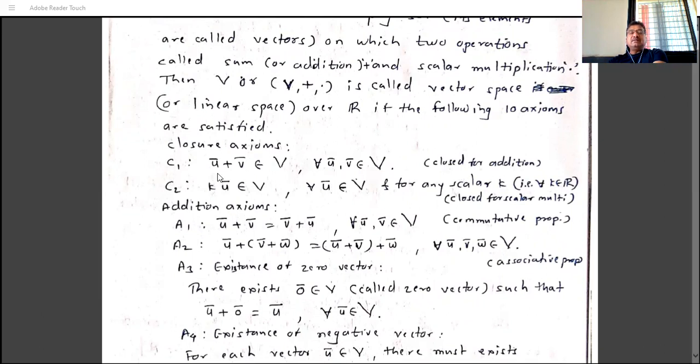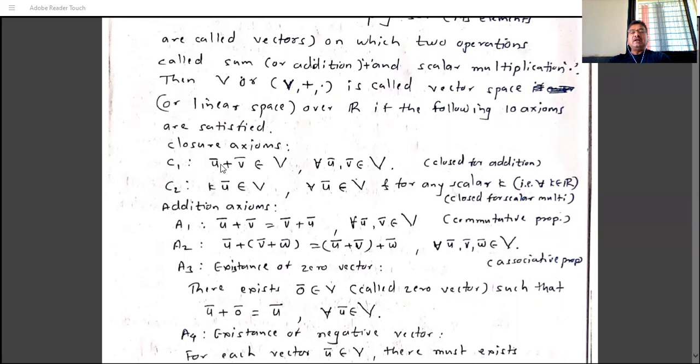What is the meaning? A very simple meaning: the addition of every two elements of V belongs to V, is present in V. If this happens, then we say the first property is satisfied. This is denoted by the notation C1. So what is C1? U bar plus V bar.